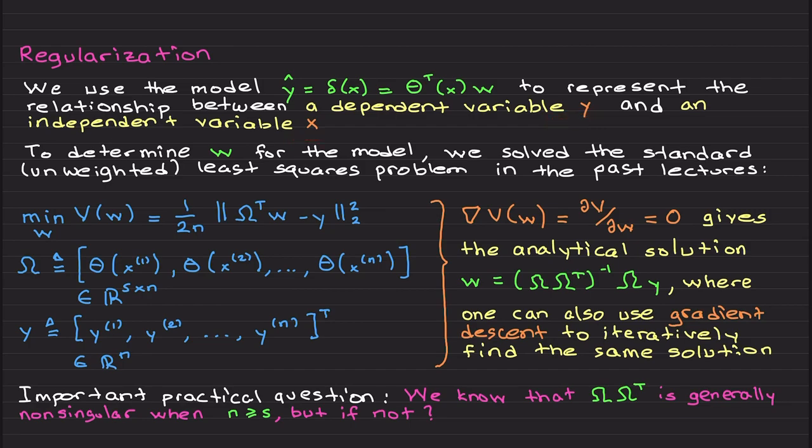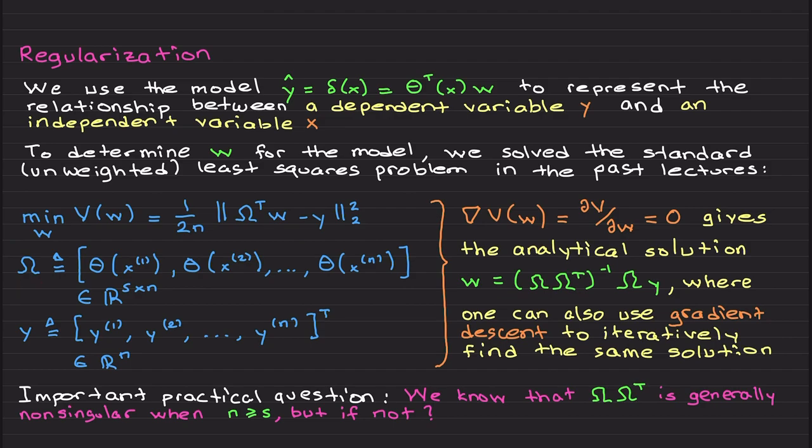We used standard unweighted least squares to determine w. You can also use the weighted version if some data is more important than others, which we also covered, weighted least squares. Anyhow, I would like to focus on the standard least squares problem, right? We basically minimize this cost function, and we have omega.